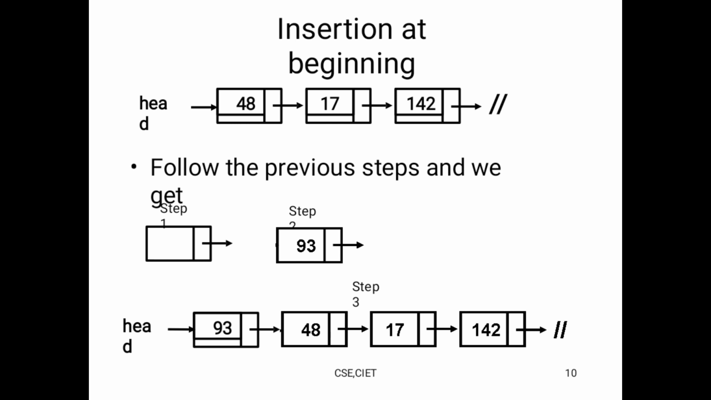So I insert the node before the header element 48, and in that node I specify the element, that is the information, and in the next field I store the previous node address. So the 48 address I store in the next field. This is the insertion at beginning.